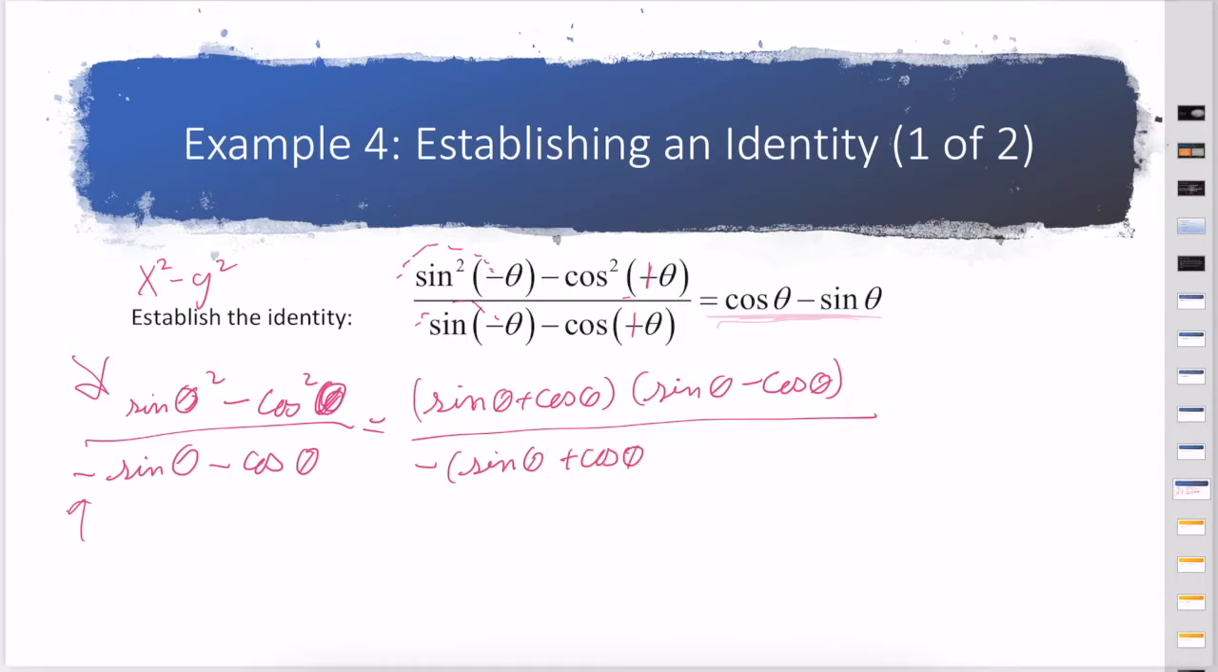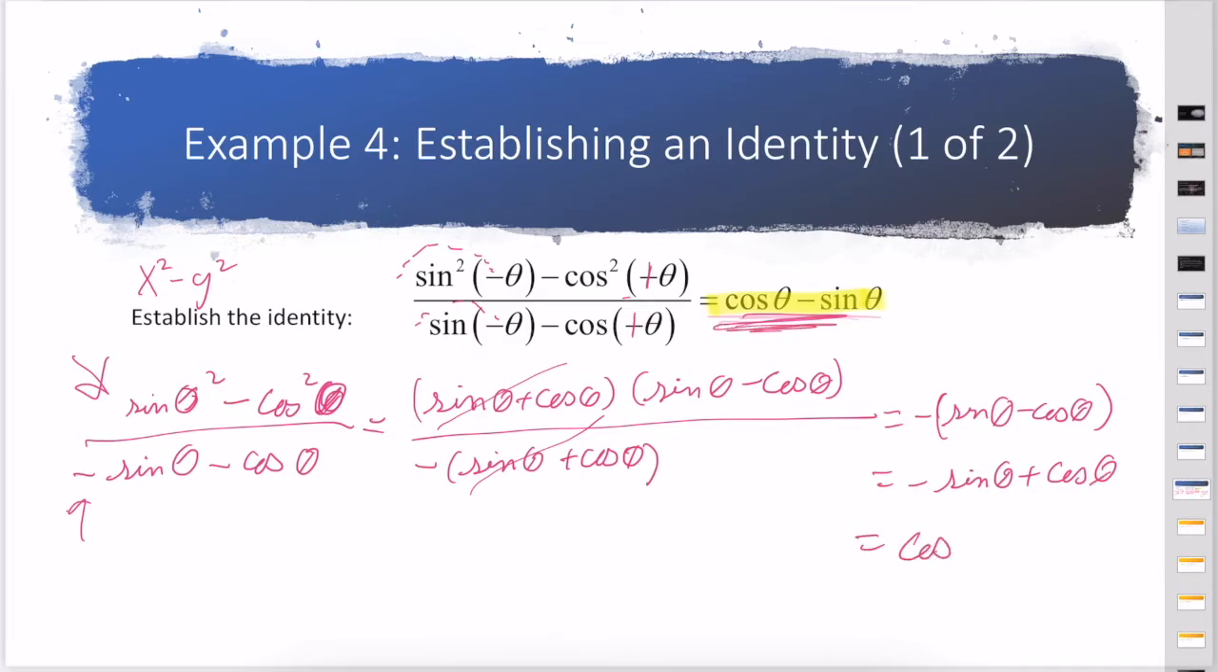And remember that this right here is where we're trying to get. So my sine of theta plus cosine of theta, that's going to cancel. I'm left with sine of theta minus cosine of theta over a negative 1, so that becomes negative sine of theta plus cosine of theta. So we're getting closer, but it doesn't quite look like what I've highlighted in yellow. I can rearrange to get it to look like what I've highlighted in yellow. So I have cosine of theta minus sine of theta. So that was example 4.